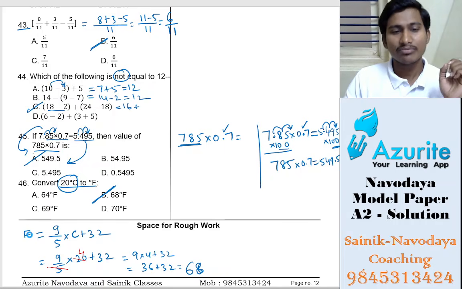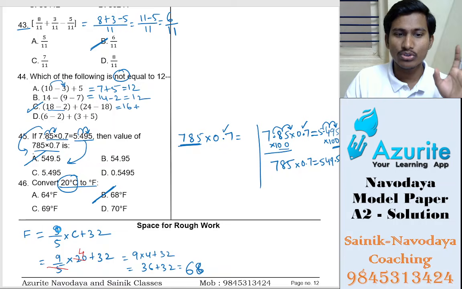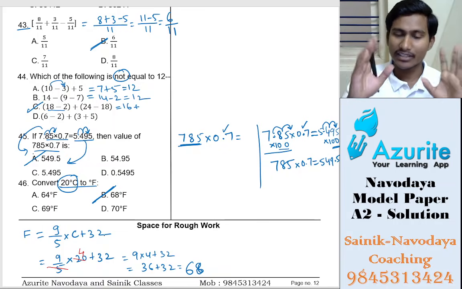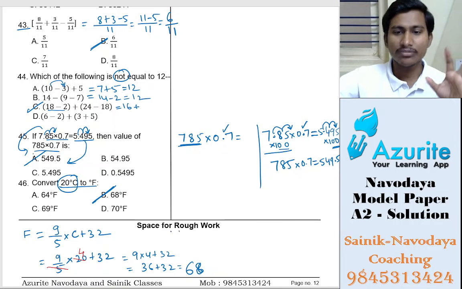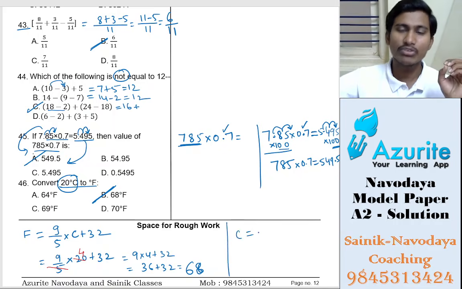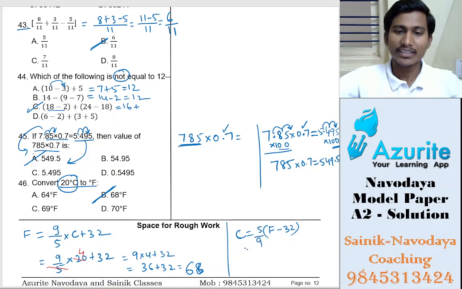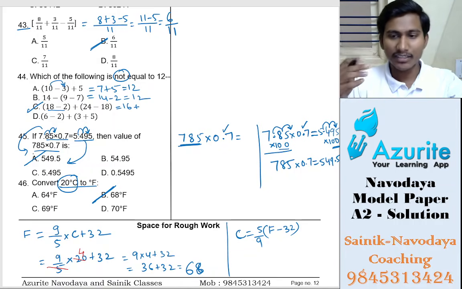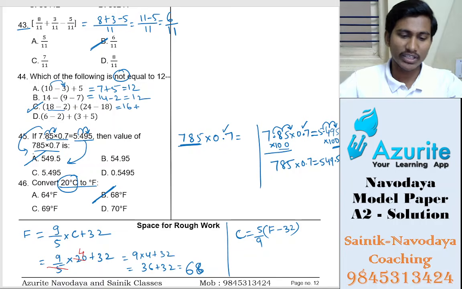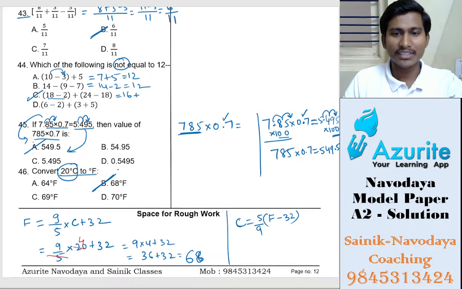How do we convert between Fahrenheit and Celsius? We have to use 9 by 5 times Celsius plus 32. And if you want to find the Celsius value, what do we have to do? Fahrenheit minus 32, right? So you take 32 to that side, Fahrenheit minus 32, and multiply with 5 by 9. So 5 by 9 into Fahrenheit minus 32. Okay, got it? Good. So now let's go to the next, that is the 47th question.